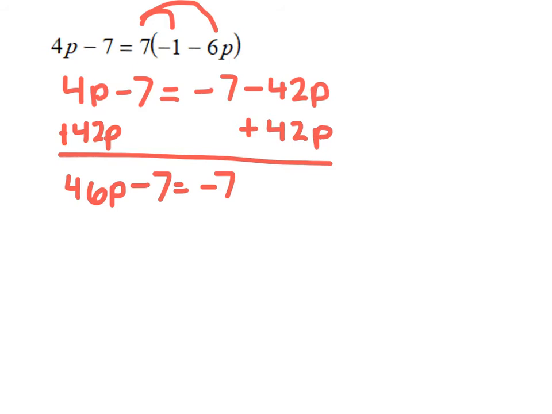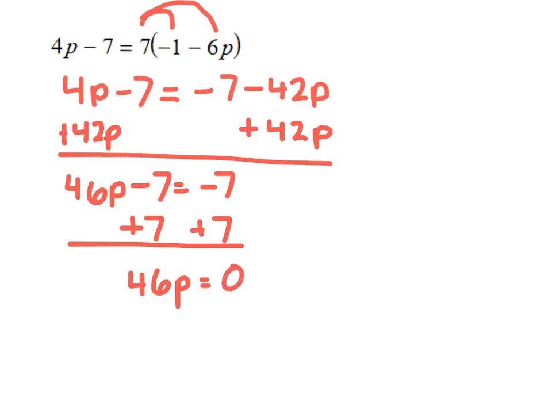The next thing we need to do is bring all of the constants, or the numbers, to the same side. So I need to move this negative 7 over to the other side. So I'm going to use our inverse operation, so I'll add 7 to both sides. That will give me that 46p equals 0.